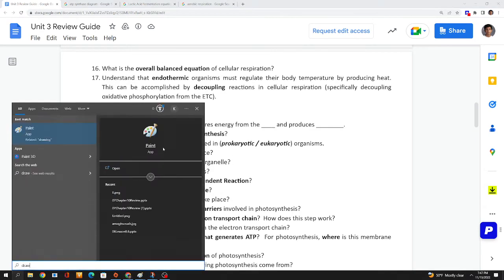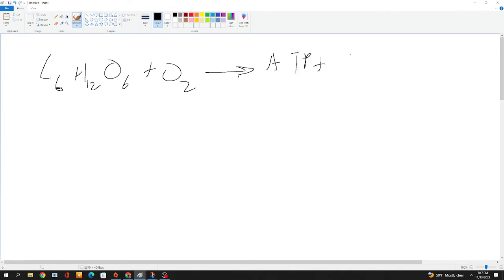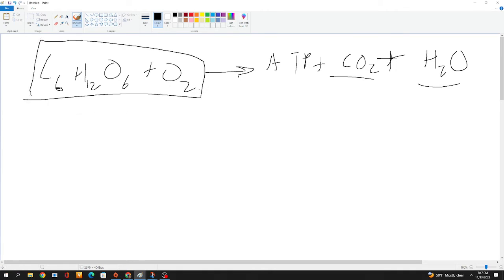So next up, what is the balanced equation of cellular respiration? C6H12O6 plus O2 makes ATP plus CO2 plus H2O. Remember, H2O is made in oxidative phosphorylation. CO2 is made in the Krebs cycle and pyruvate oxidation. And these two are the things that you start off with. Oxygen is really used as the final electron acceptor. ATP is made in 3 out of the 4 stages of cellular respiration.